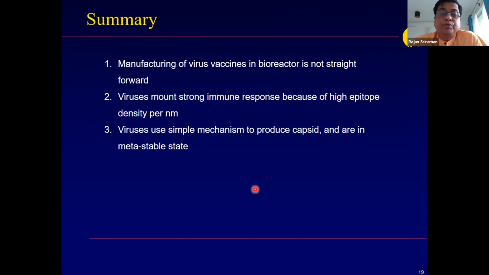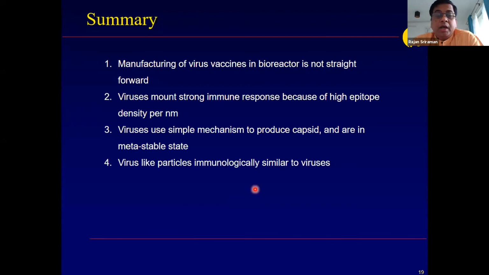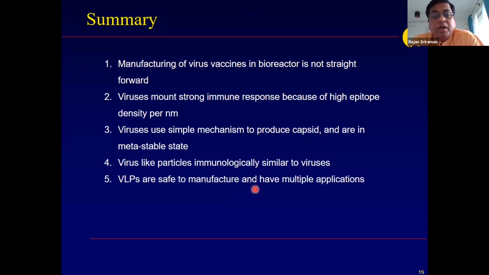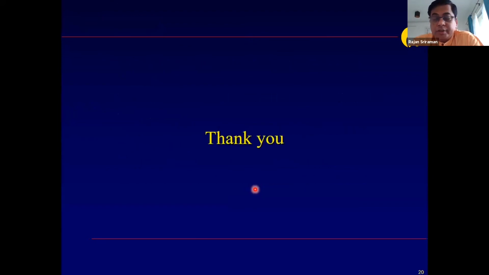And viruses use a simple mechanism to produce capsid, which means that if you have a lower T number virus-like particle or viruses that use probably only one subunit, which is repeated over several times, producing these kinds of virus-like particles will be very, very straightforward. And VLPs are similar in terms of immunogenicity as compared to the virus, and they are very, very safe to manufacture and can be scaled up very easily.